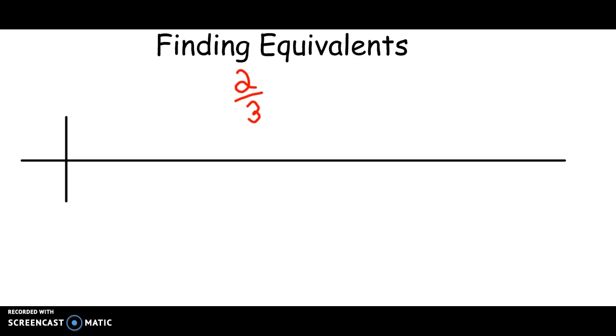You guys have your percent to fraction chart on which you have the fraction 2/3. Think for a minute about what percent 2/3 is equivalent to. Check your chart. What do you see? You should see that 2/3 is equal to 66 and 2/3%.